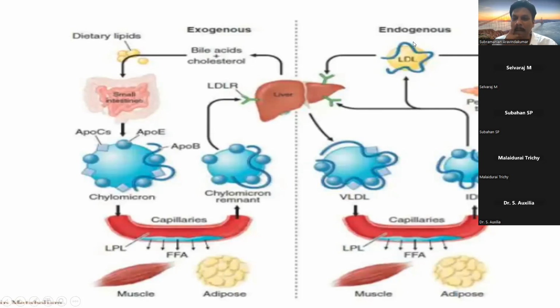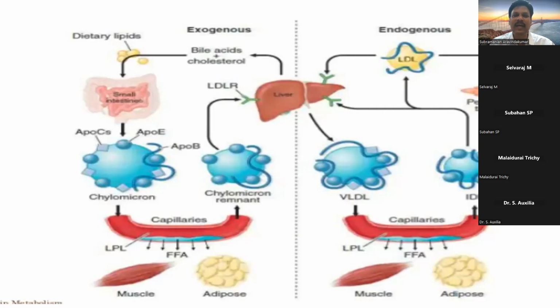In the endogenous pathway, the liver secretes VLDL, which I told you is a triglyceride-rich particle. Then it is acted upon in the peripheral tissue by lipoprotein lipase and hormone sensitive lipase, which release more free fatty acid. In normal circumstances, the free fatty acid can be utilized as energy. Then it breaks down into IDL and LDL, and the LDL is reabsorbed into the circulation. It can be deposited in peripheral tissues, including the coronary artery, carotid, kidneys, everywhere. Now we understand the endogenous and exogenous pathways.